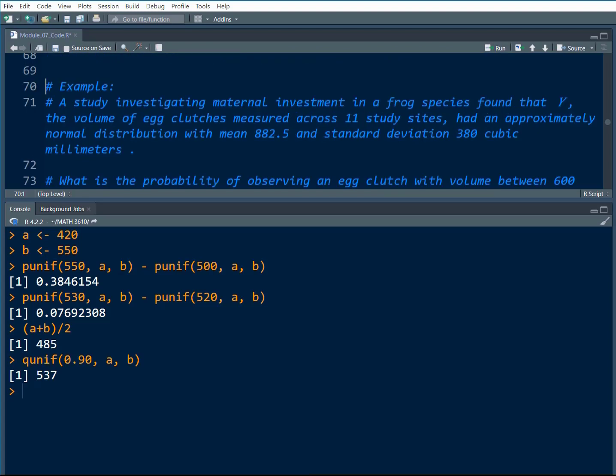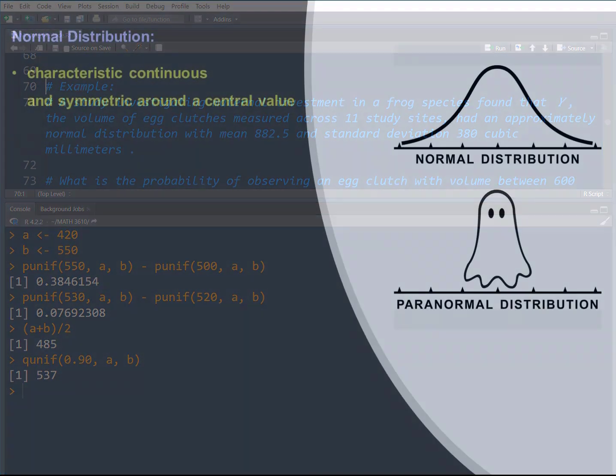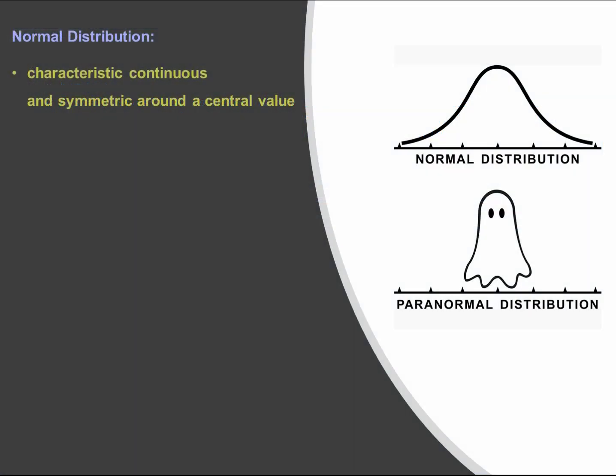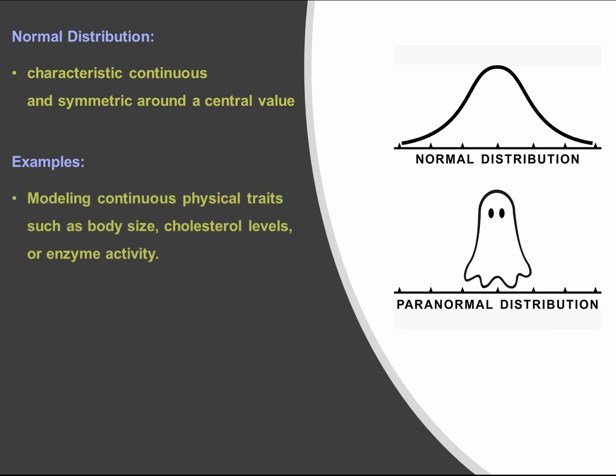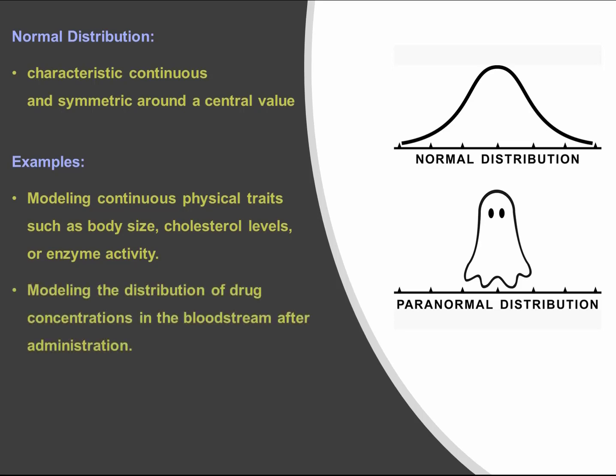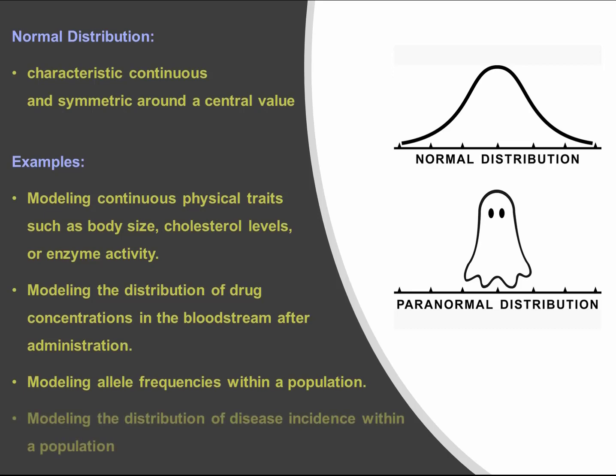Okay, let's move on to normal random variables. A normal random variable is used in scenarios in which a certain characteristic is continuous and symmetric around a central value. Biological examples of the normal distribution include modeling continuous physical traits such as body size, cholesterol levels, or enzyme activity. Modeling the distribution of drug concentrations in the bloodstream after administration. Modeling allele frequencies within a population. Modeling the distribution of disease incidence within a population.